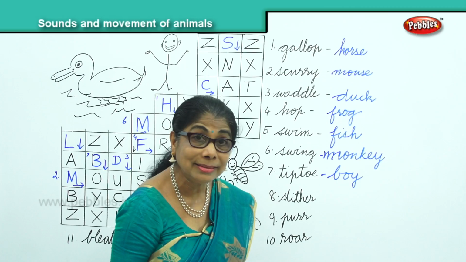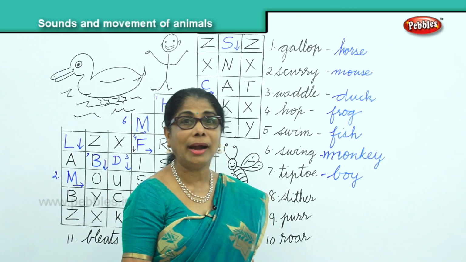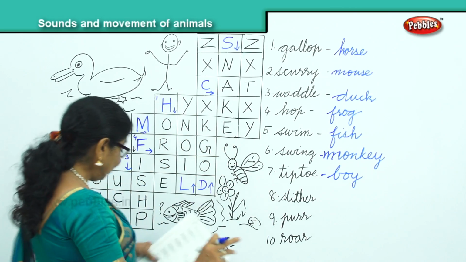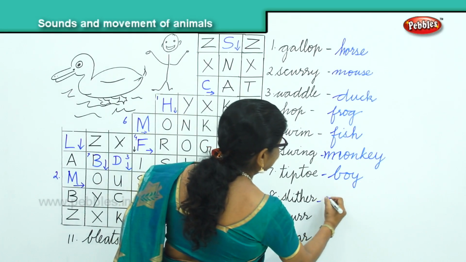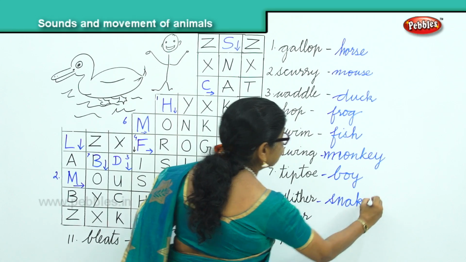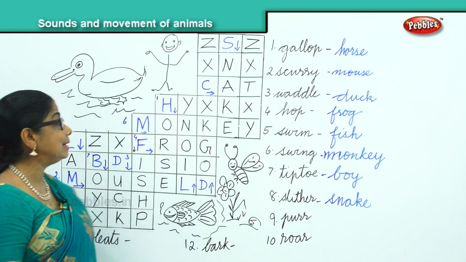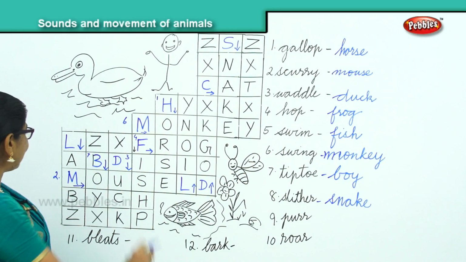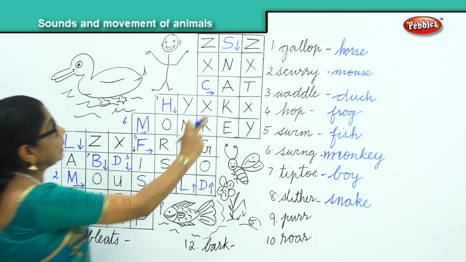Who slithers in the grass in your garden? A snake. A snake slithers in the garden. The movement of a snake in the garden. That is the slither. Where is the snake? Here you have a snake.